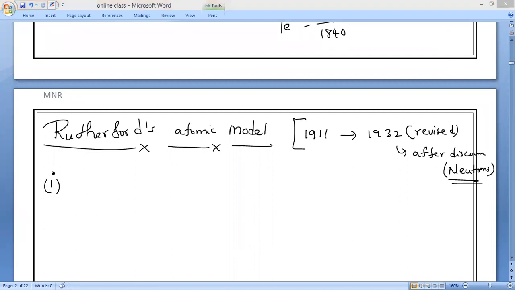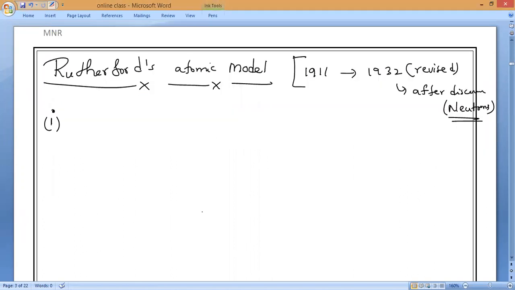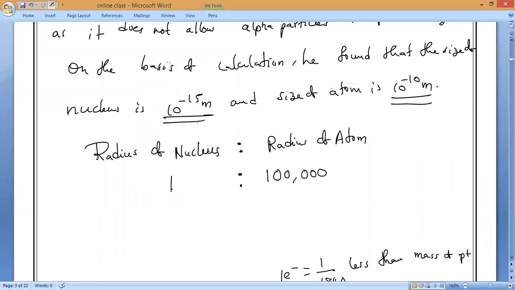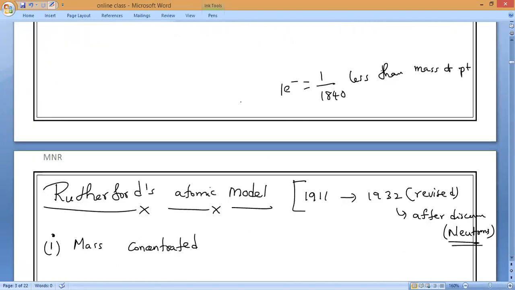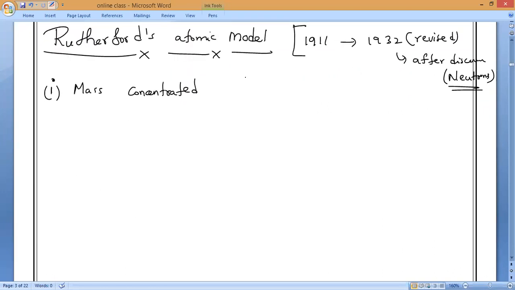So the entire mass of the atom is located where, guys? Where are the protons present? Nucleus. That is what they found. And neutrons are also found in the nucleus only. So mass is concentrated in the nucleus. That is the first point of the Rutherford atomic model.